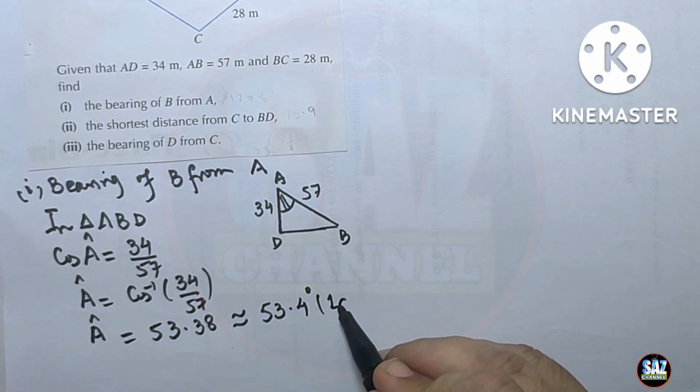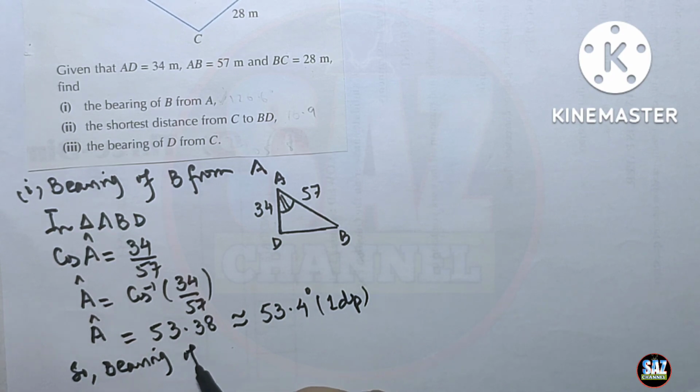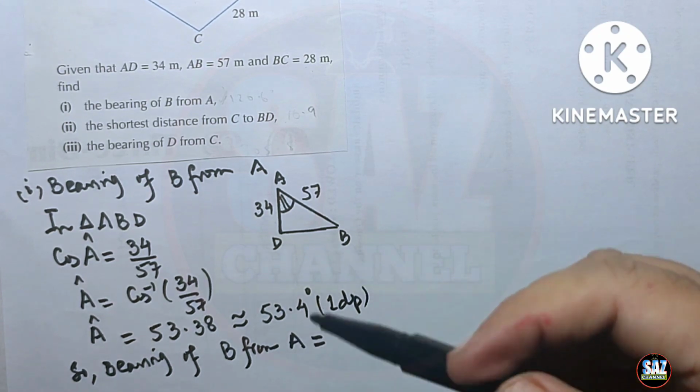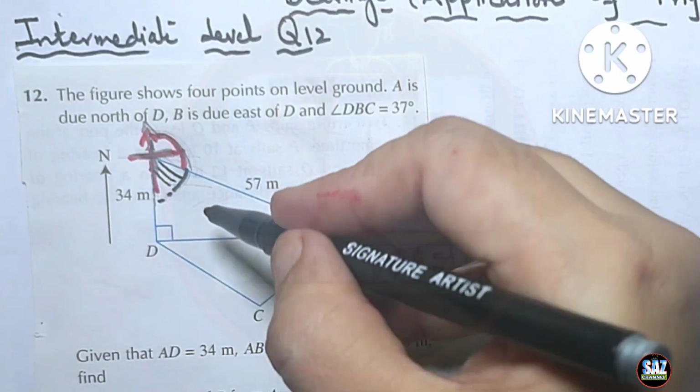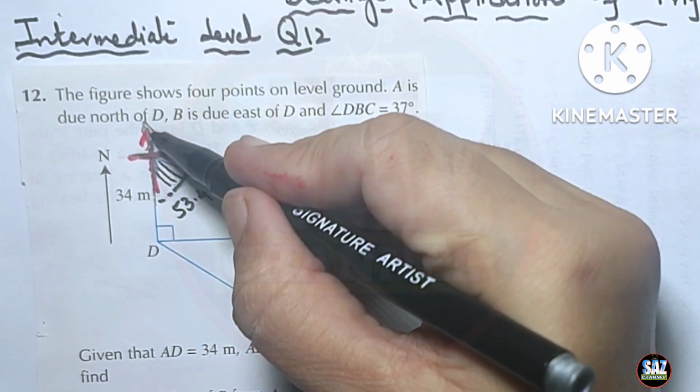Okay, now for the actual requirement, that is the bearing of B from A. So bearing of B from A. We can see that now we have this angle with me, interior angle of triangle 53.4, and I have to take this much turn.